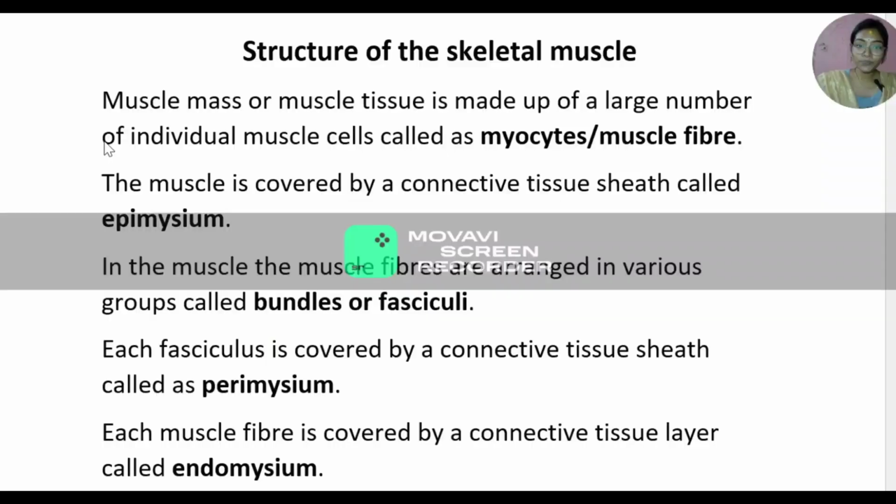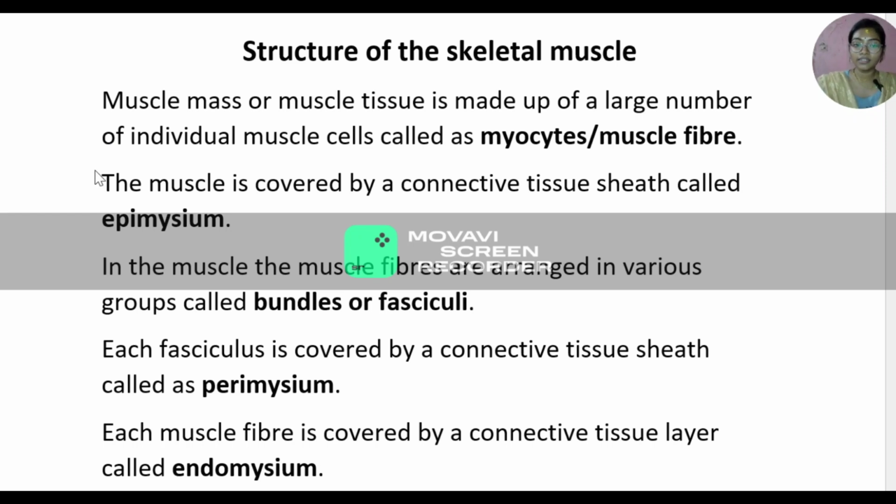We are going to learn something more about the muscle. In the last video, we only read about the muscle and types of muscle, but today we are going to learn the structure of the skeletal muscles. So let's start. Structure of the skeletal muscle.